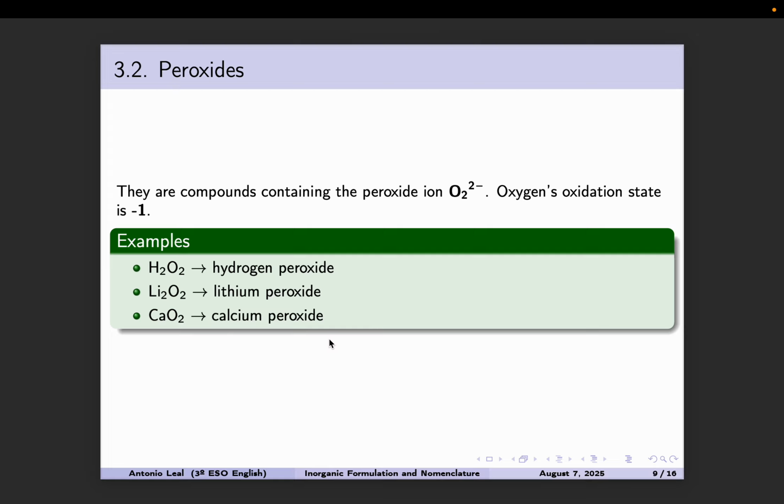Peroxides, these are combinations of the peroxide ion. This is the formula, and the oxidation number for this block is -1. The first one is very famous, hydrogen peroxide. This is a substance used to clean injuries. And these are another two peroxides, for lithium and calcium.